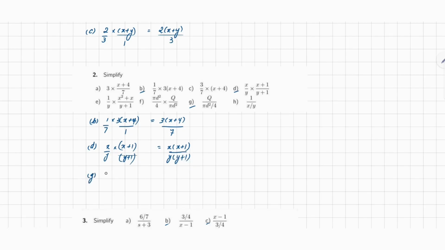Next, we have question G. Pi d square over 4. Over here, 4 is in the denominator of the denominator. We can multiply the numerator and denominator with 4. So we get the following expression. 4 times pi d square over 4. And we can cancel 4 and 4. So we get pi d squared.